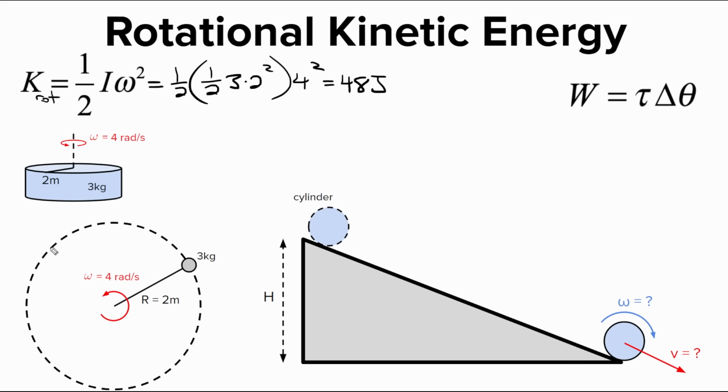What if you got a mass that's orbiting? Like this mass isn't spinning around its center, but it is rotationally doing something at an omega. How would you do this? We could figure it out either way.